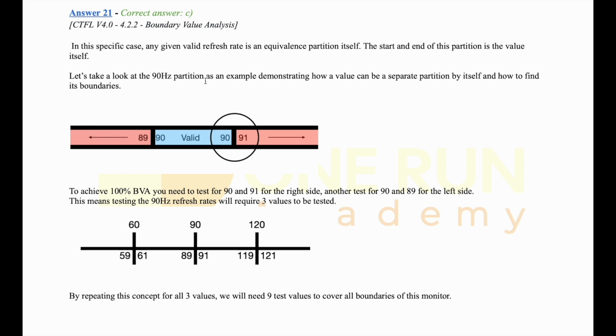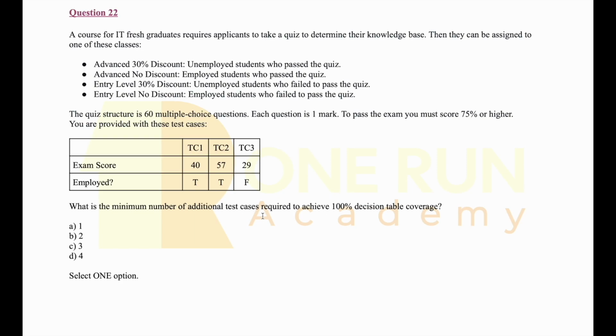So if we want to test 90 Hz, we will need three values: 90, 91, and 89. If we apply this concept for the other frequencies, 60, 90, and 120, we will find that we will need 9 test cases to fully cover all the boundaries of the monitor. Now let's move to question number 22.